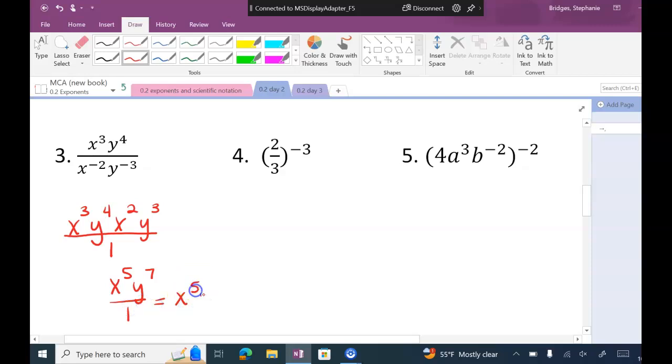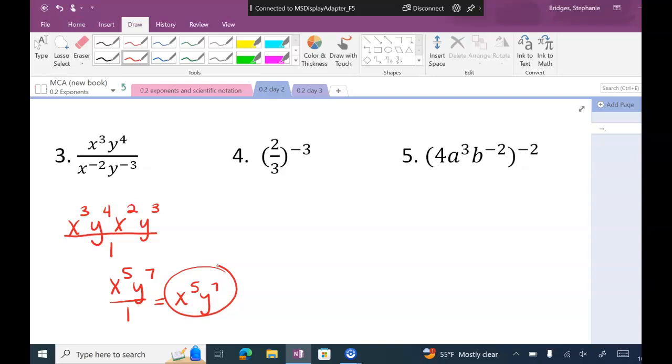You can put it over 1 if you would like. However, that is not necessary. It's only necessary to put the 1 in the top of a fraction. It is not necessary to put it in the bottom of a fraction. Am I kind of okay there?